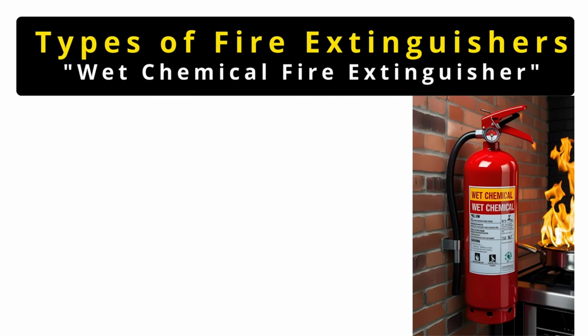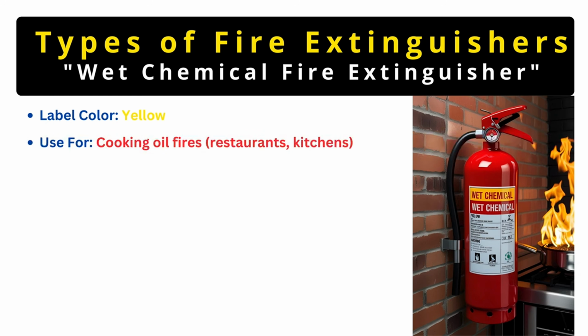Finally, we have the wet chemical extinguisher, recognizable by its bright yellow label. This one is specialized for Class K fires, meaning kitchen fires involving cooking oils and fats. If you've ever seen a deep fryer catch fire, this is the extinguisher you'd want. It works in two ways. First, it cools the burning oil, and second, it creates a soap-like barrier that prevents reignition.